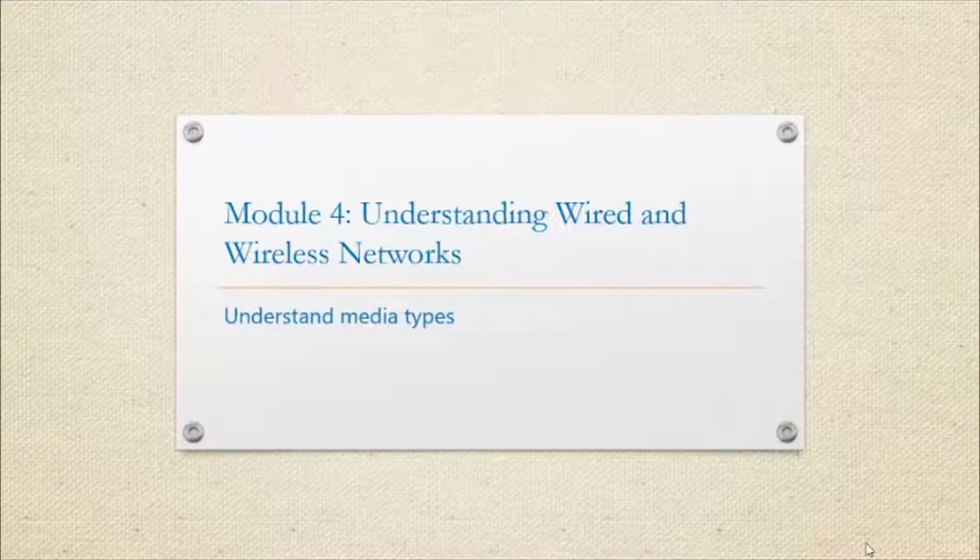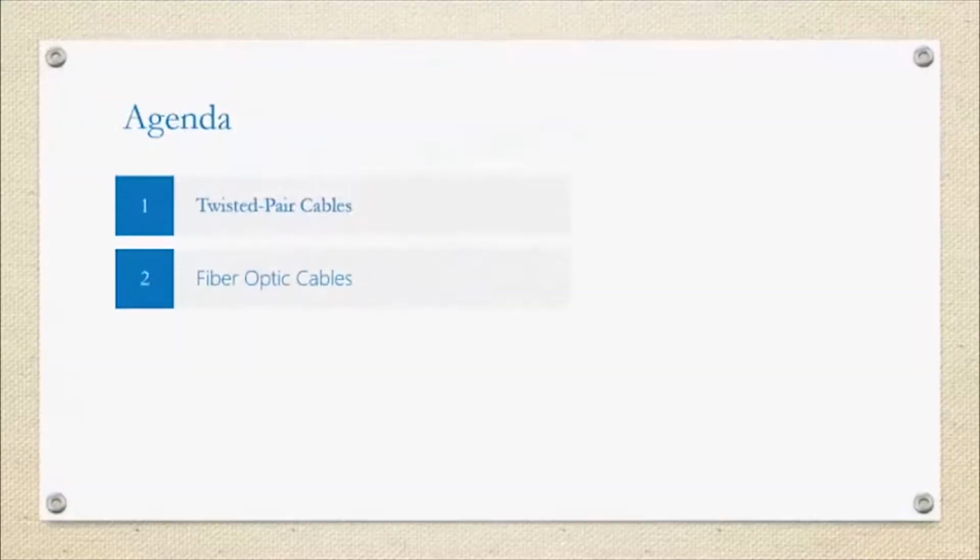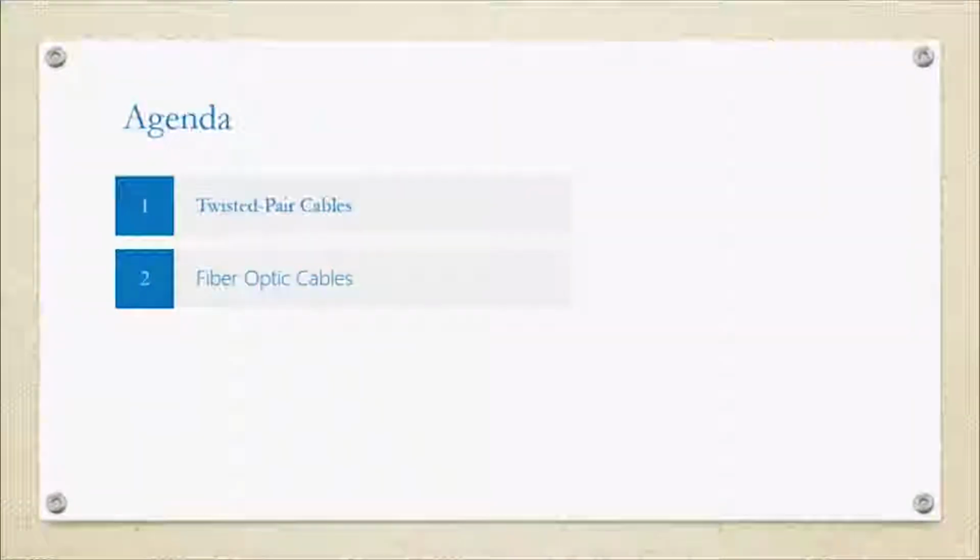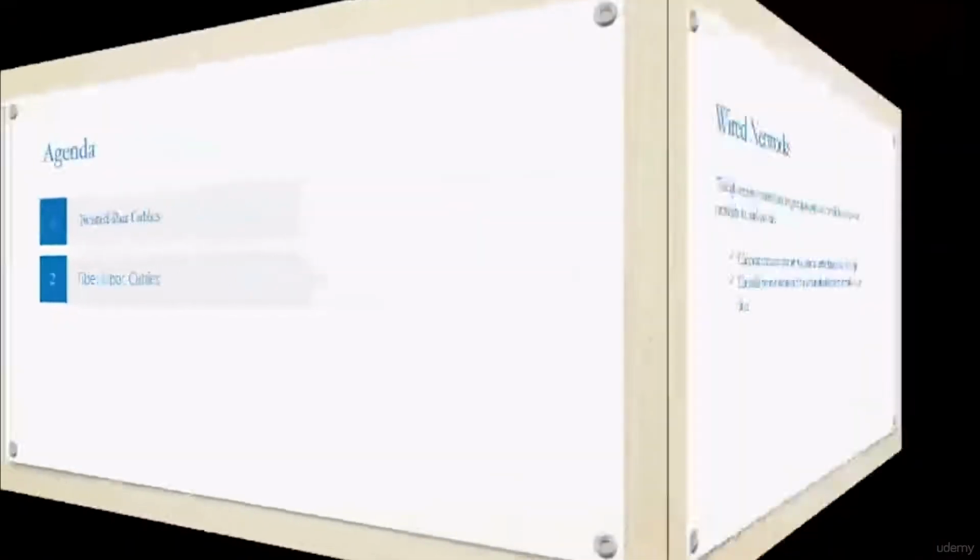Let's go ahead and check our agenda and get started here. Alright, so just a couple of quick things to go over in this module. We're going to focus on understanding media types, right? So we're going to talk about twisted pair cables and also fiber optic cables, right? So the cables that connect devices all over the globe and help make up the internet.